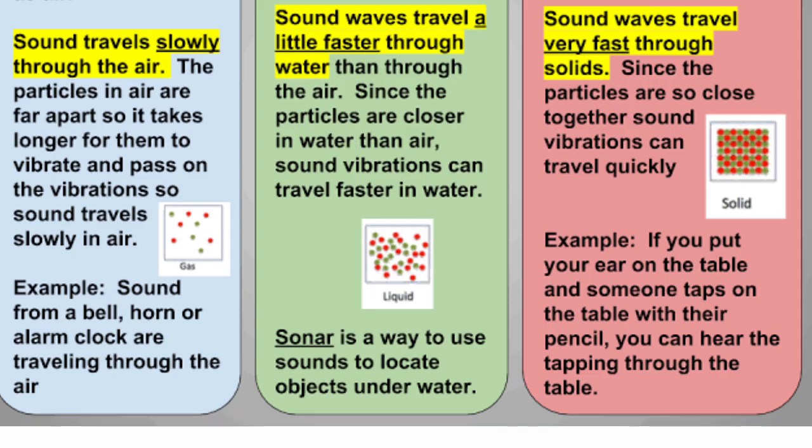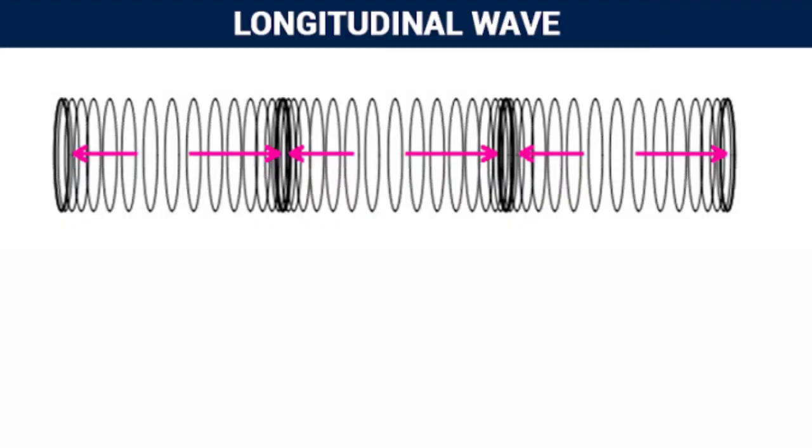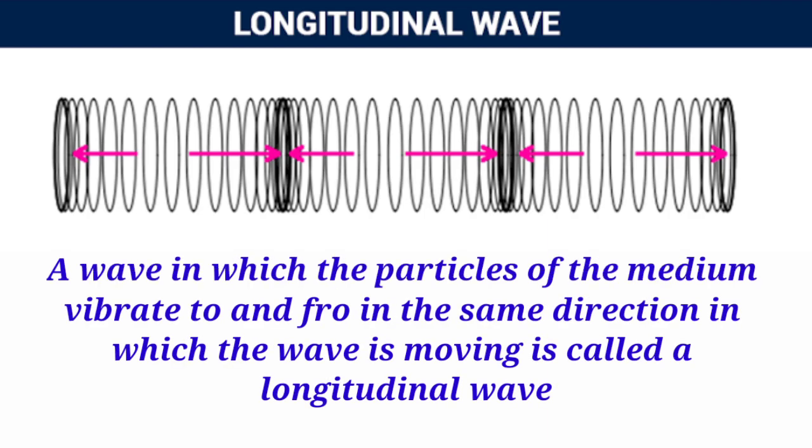Now, you understand why the speed of sound is fastest in solid, then liquid and then in gases. Sound wave is a longitudinal wave. Now, what is a longitudinal wave? A wave in which the particles of the medium vibrate to and fro in the same direction in which the wave is moving is called a longitudinal wave. So, sound wave is a longitudinal wave. In the next video, we discuss the characteristics of longitudinal waves.